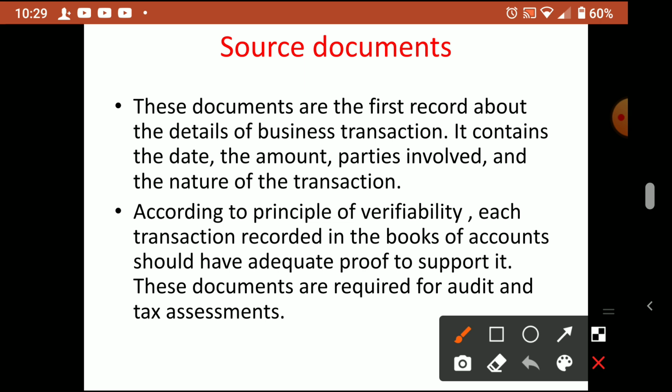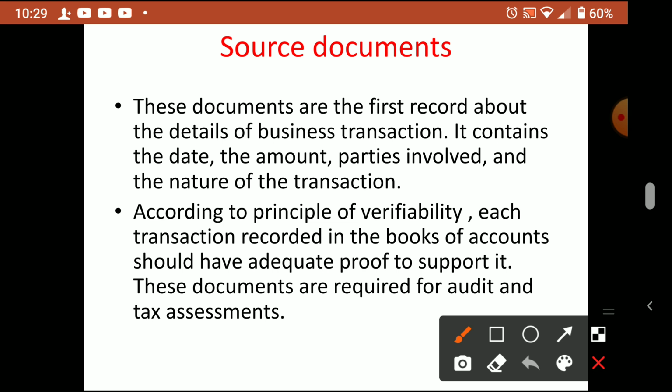According to the principle of verifiability, each transaction recorded in the books of accounts should have adequate proof to support it. Whatever we record in the books of accounts, an accountant or the owner cannot simply say I purchased this much, or I spent that much money, I paid this much money to that person, or I received that much. No, simply we cannot say. It should be supported by proper evidence, or proper proof should be there.